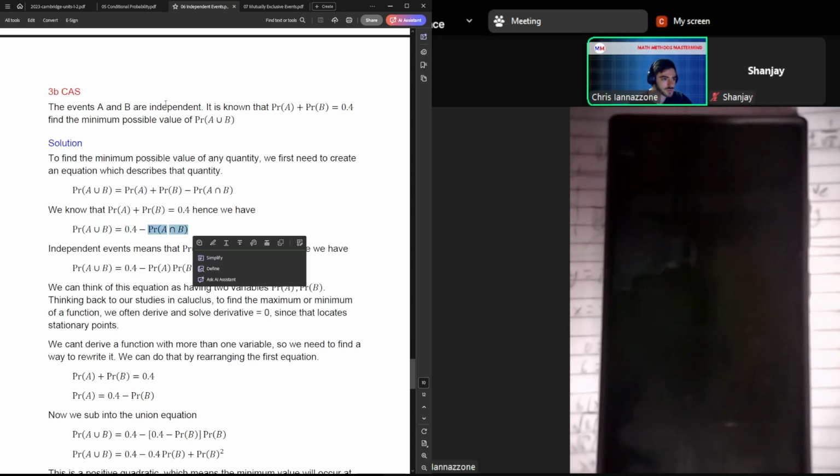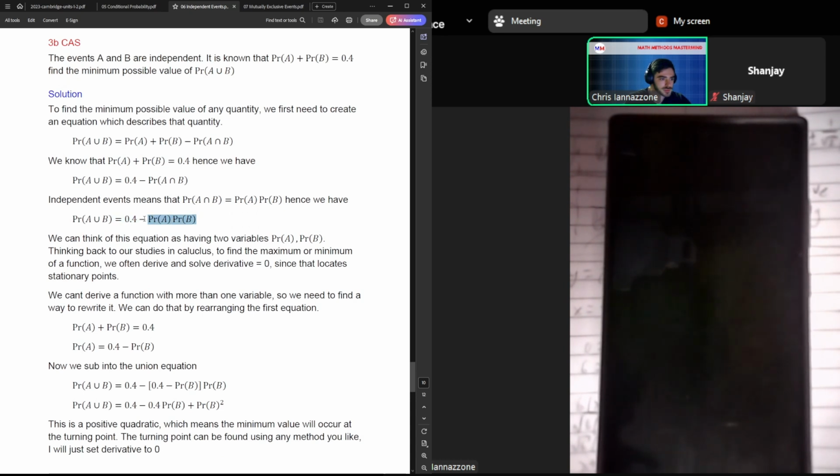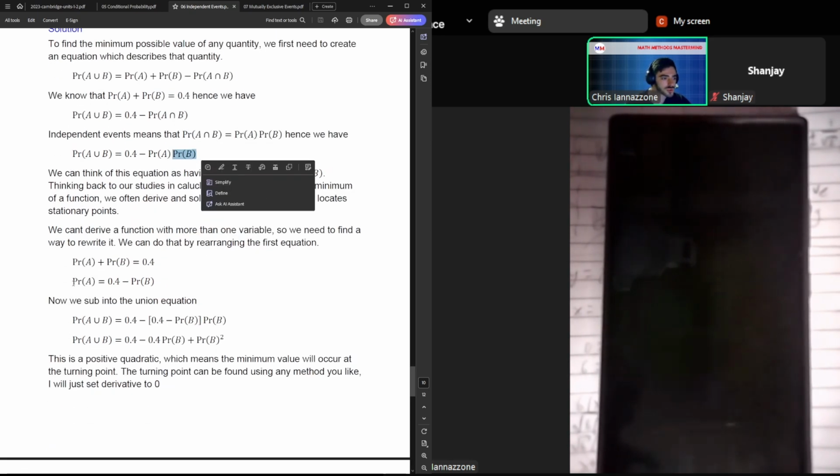Now from here, we're told the events are independent, which again means this intersection can be rewritten as probability of A times probability of B. So we've gone from having 3 variables down to 2 now. This is where we do our rearranging. So either rearrange for A or rearrange for B. It doesn't really matter. All we're doing is cancelling one of them through the rearranging. In this case, I rearranged for A. So everywhere that I saw A, I'm going to replace with this.